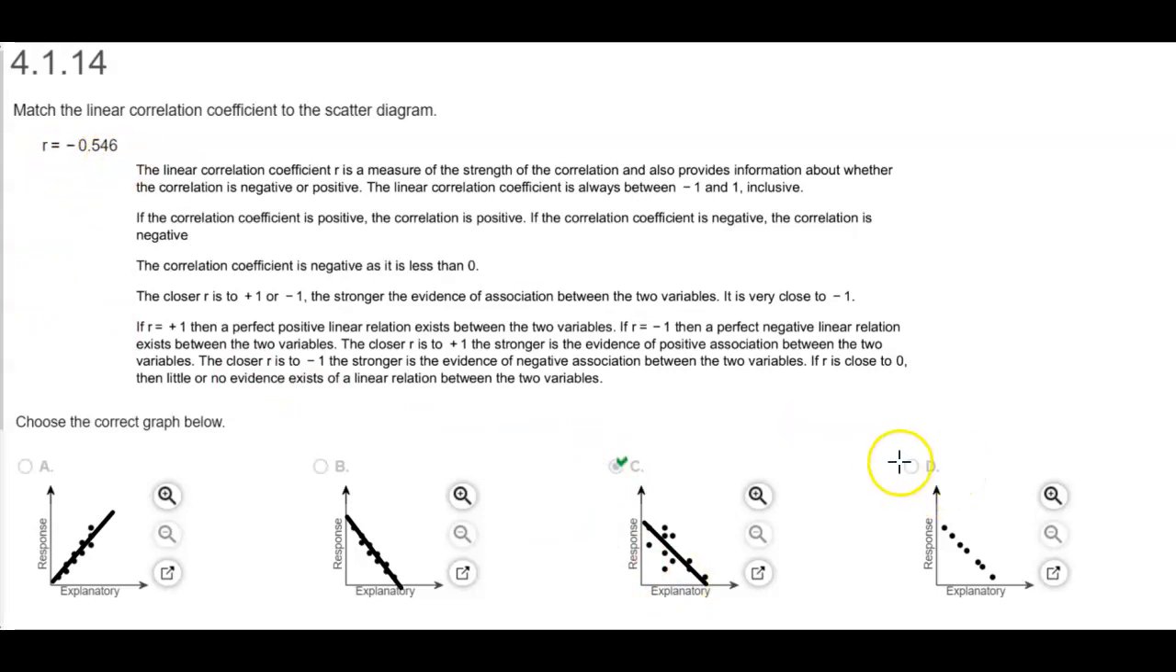If we look at D, these points are really, really close together, and it's probably the strongest out of them all because that's creating a line there. So the answer is going to be C.